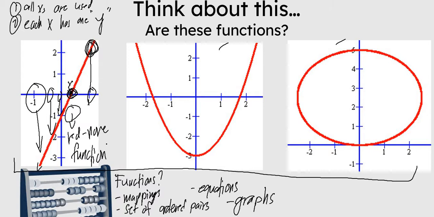Will it work in the second and the third graphs? Pause the video and try to analyze and answer if the second and third graphs are functions.